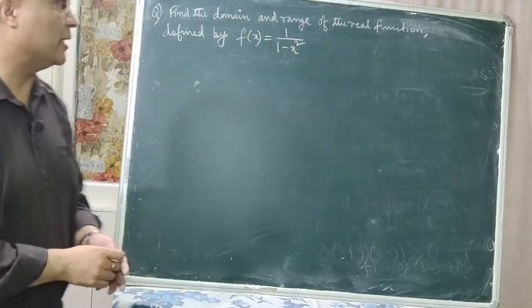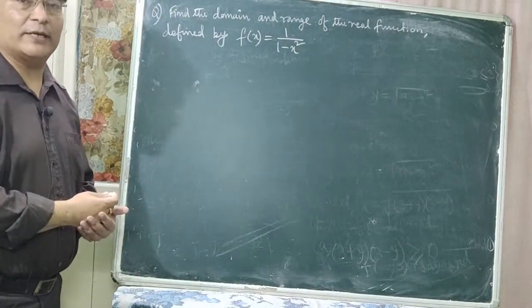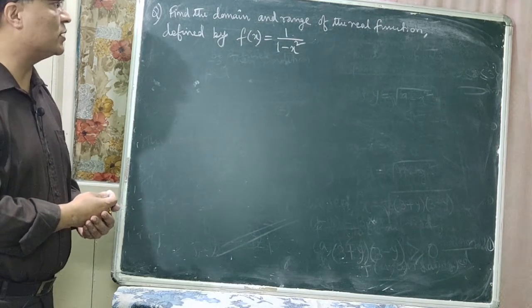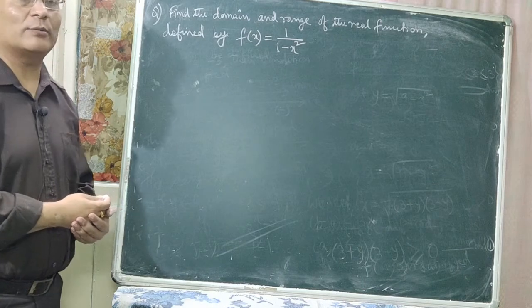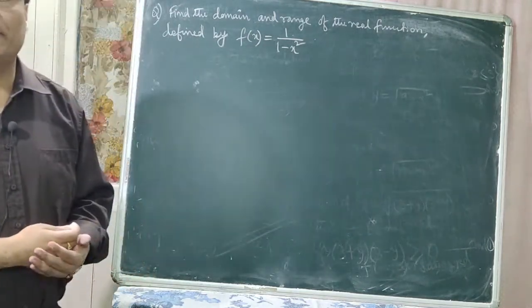So now we'll do the next question. This question is also very, very important. You have to find out the domain and range of the real function defined by f of x is equal to 1 upon 1 minus x squared. Here x belongs to the set of real numbers.